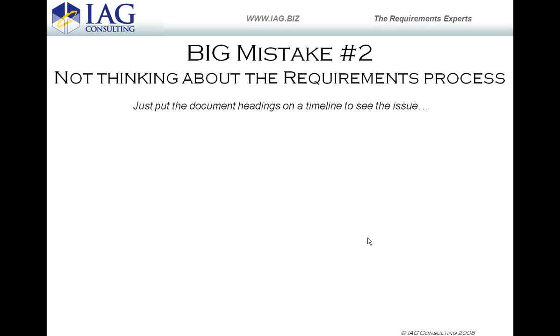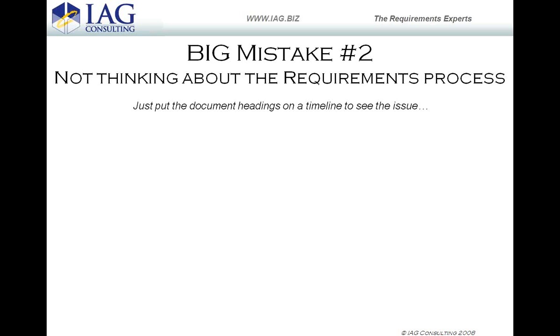So if the process is lousy, how likely is it that the document coming out the back end of that process is going to be good? It's pretty unlikely, right? If the process is really good, how likely is it that the document is going to be good? It's at least reasonably probable. So what I want you to do is just put the document headings on a timeline. And I want you to do this with your own internal requirements documentation, okay? And this is what you have.